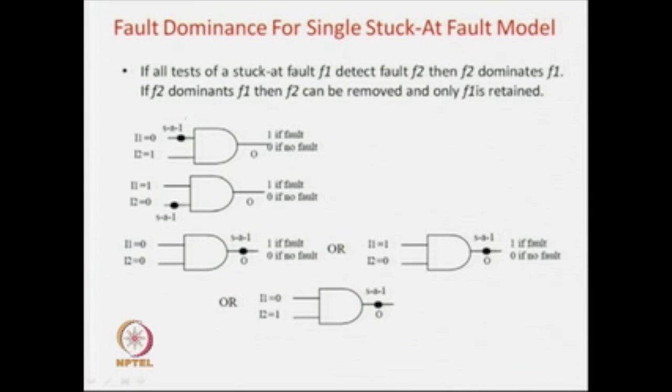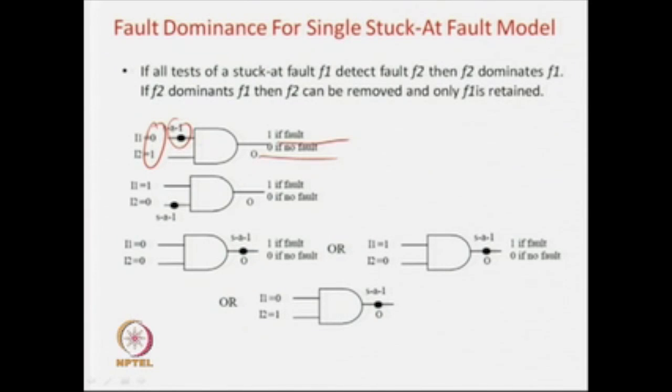So now you see this is the same AND gate. Let us say a stuck at one fault is there. So what pattern do we have to apply? Simply we have to apply a 0 over here and a 1 over here. So you get the answer 1 if there is a fault, because it is a stuck at one fault and we are applying 0 1, and if there is no fault, then we are going to get a 0.